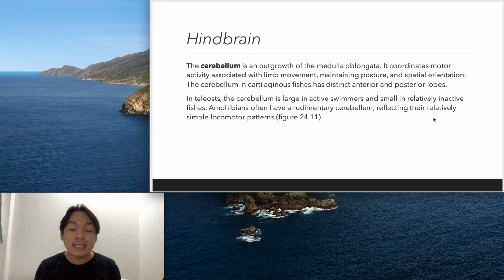The cerebellum is the outgrowth of your medulla oblongata. It coordinates motor activity, in association with limb movement, maintaining your posture or spatial orientation. The cerebellum of the cartilaginous fishes has distinct anterior and posterior lobes. In teleosts, the cerebellum is large in active swimmers and small in relatively inactive fishes. For amphibians, we have a rudimentary cerebellum reflecting their relatively simple locomotor patterns.